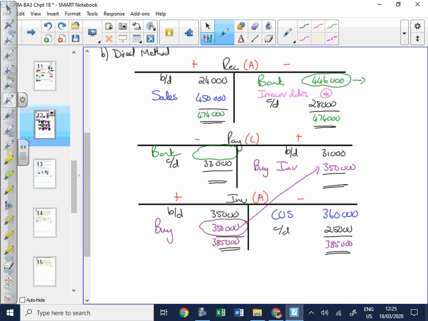Yay, now I've only got one unknown. So if I balance this account, the big side is 381. Carry it across minus the little side gives you how much I've paid my payables, creditors, 348,000.